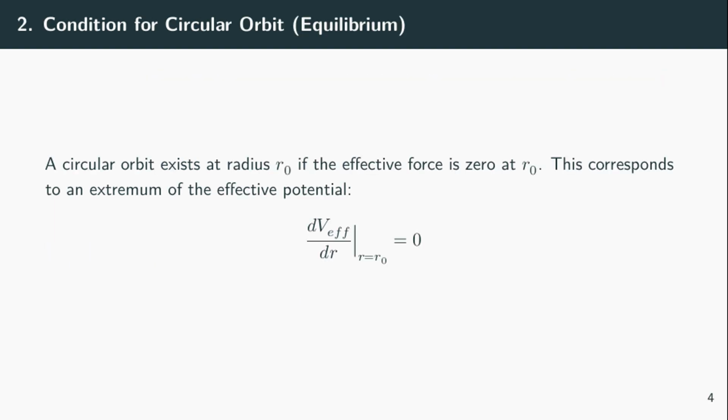Now for the condition for a circular orbit, which is an equilibrium point. A circular orbit exists at a specific radius, let's call it r0, if the effective force at that radius is 0. In terms of potential energy, this means the effective potential Veff must have an extremum, either a minimum or a maximum, at r0. Mathematically, this translates to the first derivative of Veff with respect to r, evaluated at r equals r0, being equal to 0. So dVeff over dr evaluated at r0 must equal 0.